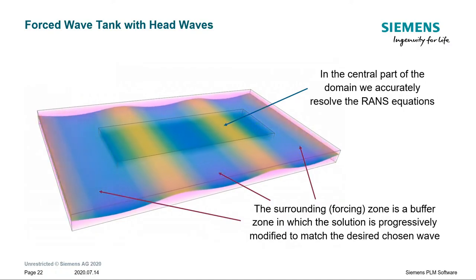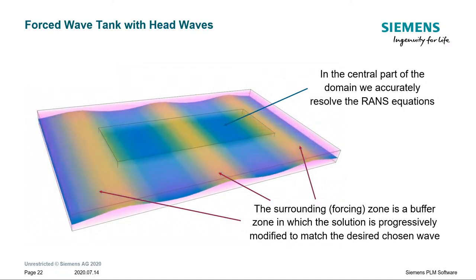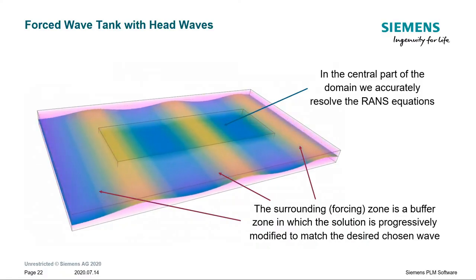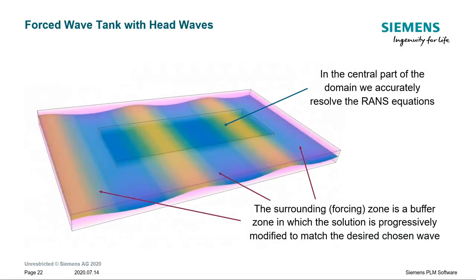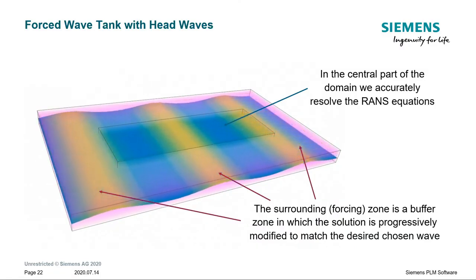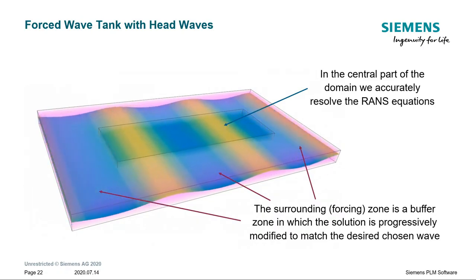Here is a 3D visualization of the domain with a wave propagation and forcing. As you can see, we just have a central part of the domain in which we accurately resolve the RANS equations. And then we have a whole surrounding zone that is a buffer zone, which is really used only to properly impose the boundary conditions, taking care of reflections.